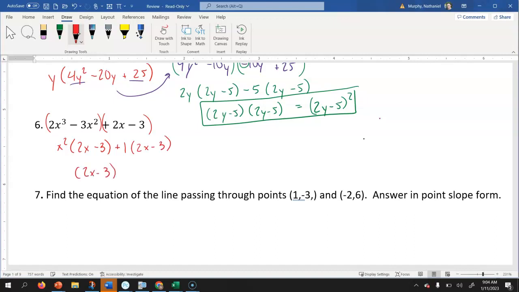So what's in parentheses is 2x minus 3. What's outside of parentheses is x squared plus 1. That can't factor anymore, so that would be your final answer for number 6.